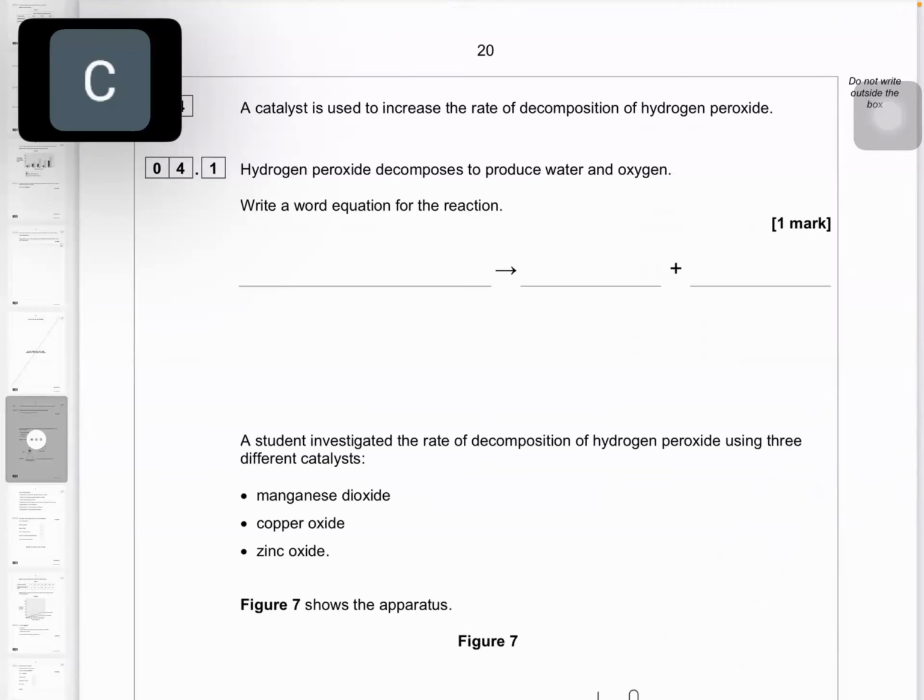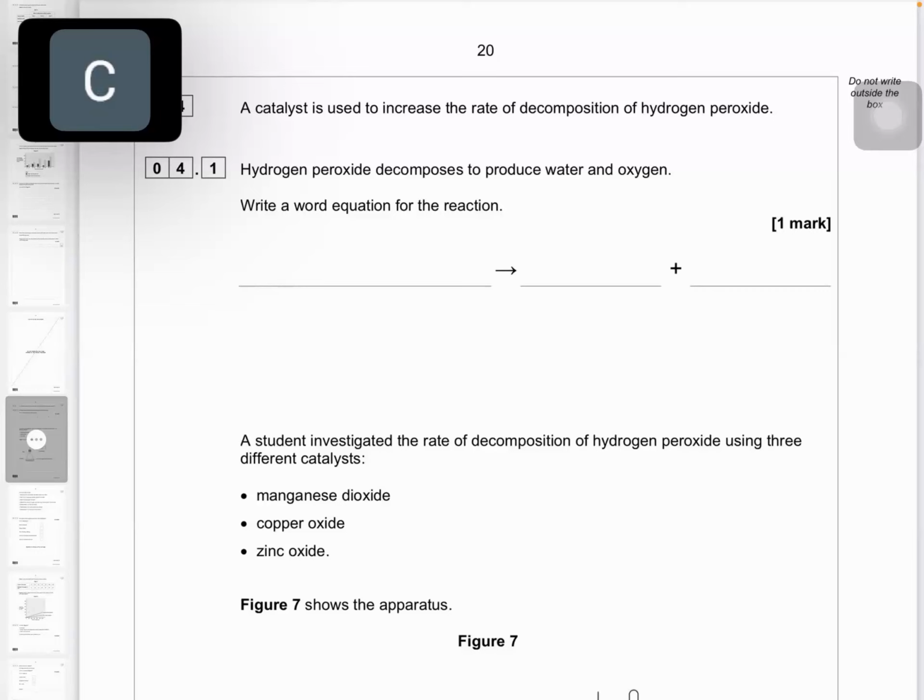It's talking about experiments now. A catalyst is used to increase the rate of decomposition of hydrogen peroxide. Hydrogen peroxide decomposes to produce water and oxygen. Write a word equation for the reaction.